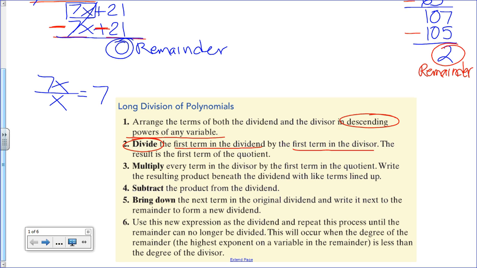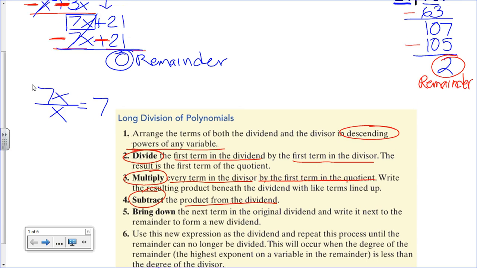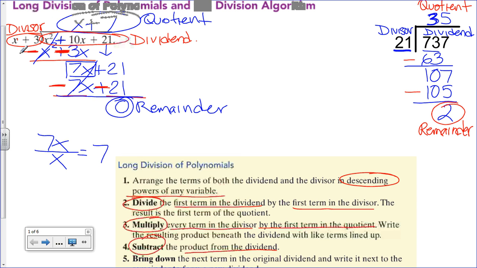Next step is to multiply every term in the divisor by the first term in the quotient. We did that. Next step is to subtract. We did that as well. The product from the dividend. So that's why I was making those sign changes. I was trying to make emphasis by marking them in red, right? I know that some of you are going to try to do that in your head. I would suggest that you don't, okay? Just write down what the product is and then change the sign.